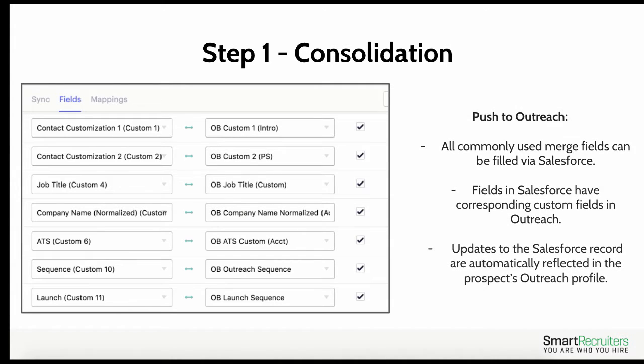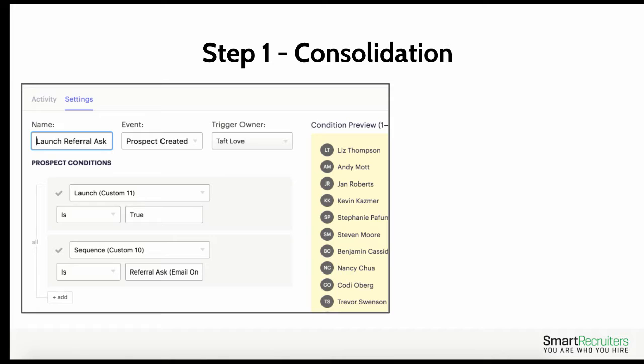And then look here, you'll see the star again. So OB launch sequence, which we saw is a checkbox on the previous screen that an SDR checks once they're ready to push this person into a sequence, is mapped to launch custom 11. So each custom field in Outreach has a number, and then the text before it is whatever you named that custom field. So we just named it launch. So OB launch sequence is matched with launch custom 11.